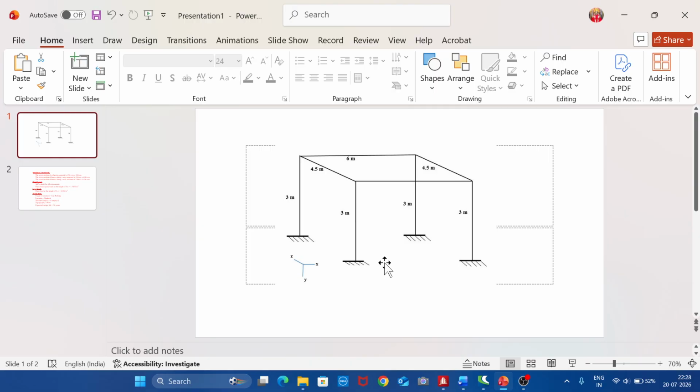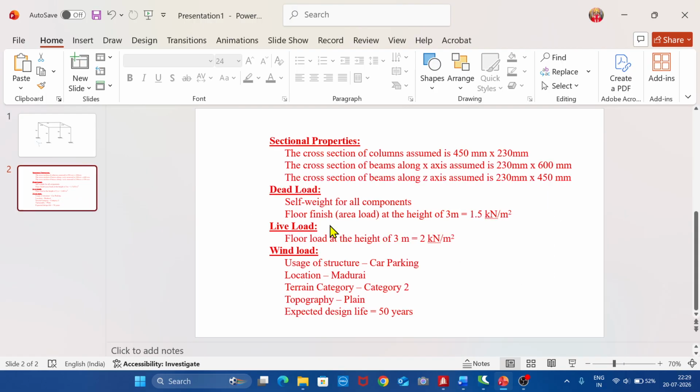In this exercise, let us see how to apply wind load on a space frame like this, a three-dimensional RCC frame. Say the span is 6 meters, along the Z direction it is 4.5 meters, and the height is 3 meters. So this is the frame over which we are going to apply the wind load.